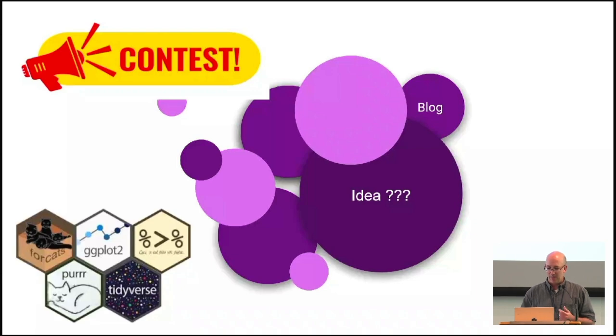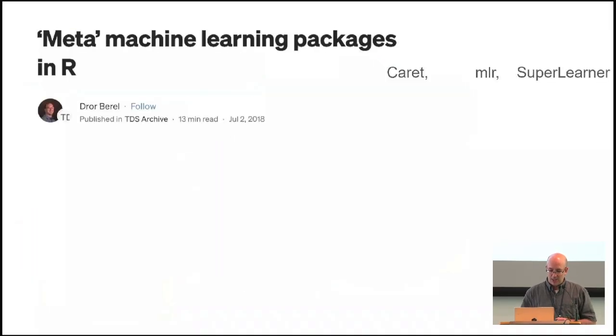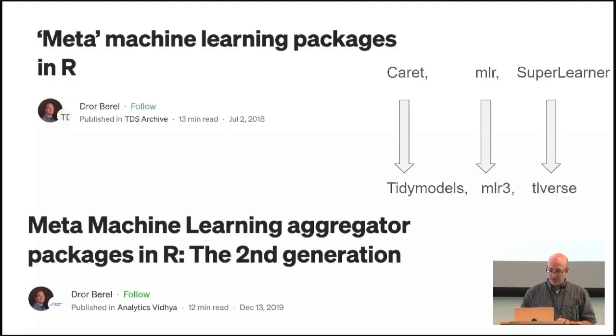So I thought, okay, I have my ideas, which I usually write in my blog, drorberel.medium.com. Let's go to that blog. One of these blog posts I have, from the year 2018, is called Meta Machine Learning Packages in R. These were the fun days of Caret, MLR, and SuperLearner for machine learning. Only a year later, I had to write a second blog called The Second Generation, which covered tidymodels, MLR3, and the tidyverse. And that's what was fun to me back then.